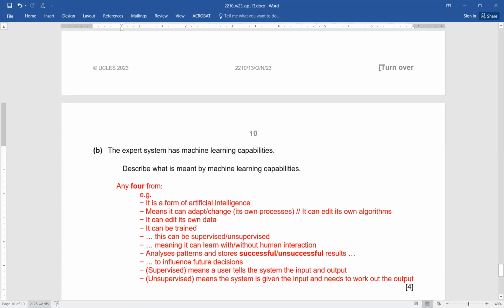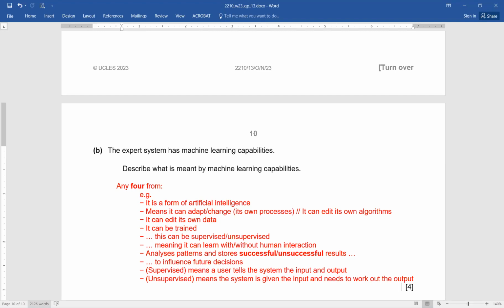Part B. The expert system has machine learning capabilities. Describe what is meant by machine learning capabilities. Now, this is describing. So for a 4-mark question, any four from the following. It's a form of AI, artificial intelligence, meaning it can adapt or change its own processes. It can edit its own algorithms. It can edit its own data. It can be trained, because it can be supervised or unsupervised. It can learn with or without human interaction. It is able to analyze patterns and store successful or unsuccessful results to influence future decisions.